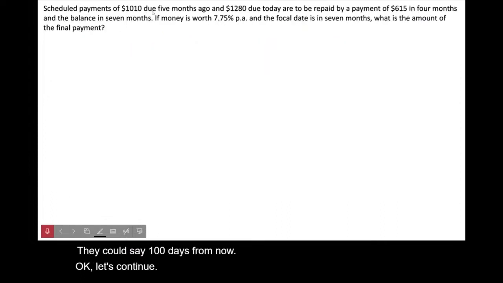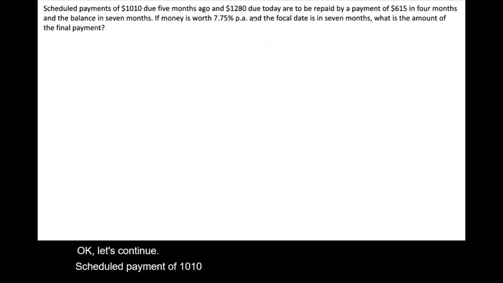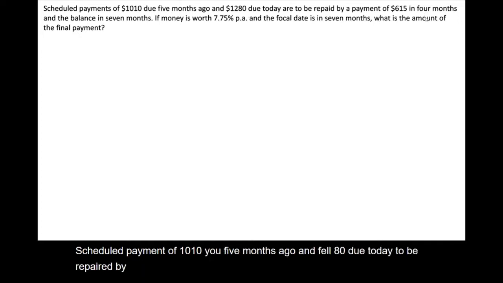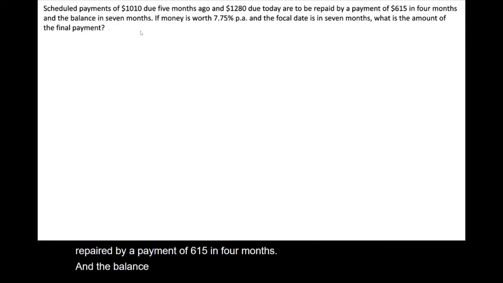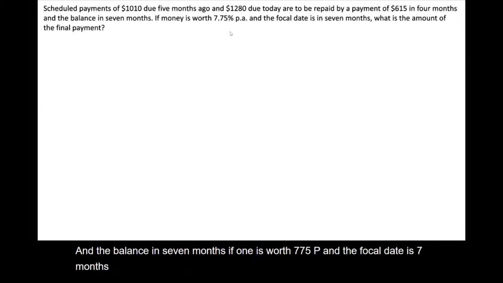Scheduled payments of 1010 due 5 months ago and 1280 due today are to be repaid by a payment of 615 in 4 months and the balance in 7 months. If money is worth 7.75%, and the focal date is 7 months, what is the amount of the final payment?